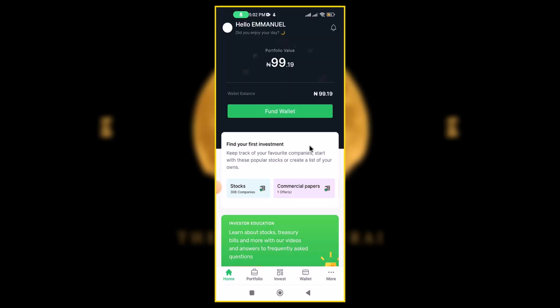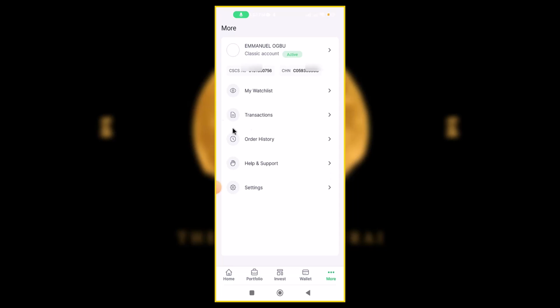For you to create an account with this app, you need to put in your personal information and everything else. This is important because once you create the account, you are supposed to get the CSCS number and the CHN number. These are very important numbers for a potential investor like you.